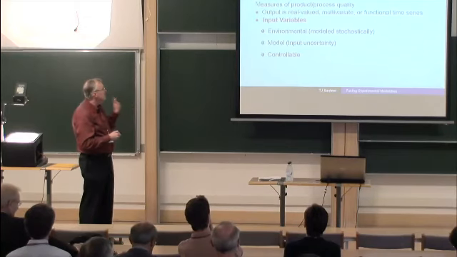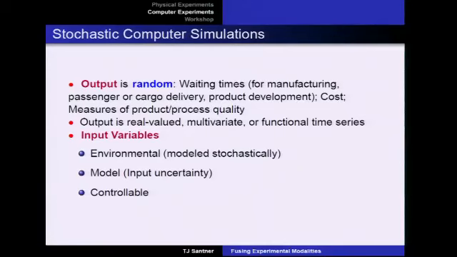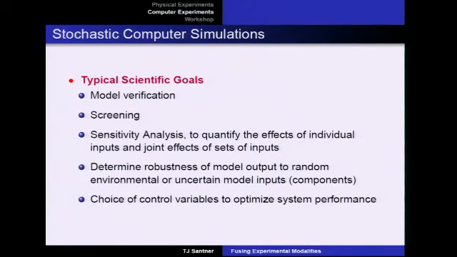And that's an important theme. It's an important theme also in deterministic computer experiments. So separating these out has some advantages. And of course, there's the whole range of scientific applications that we saw in physical experiments: verifying the model, that is to say, can we reproduce data that we actually see from this kind of system; screening to find active variables; sensitivity analysis, once you know active variables, to understand is the effect linear, are there interactions and the like; how robust is the model output to the random environment or uncertain model parameters, and so forth.